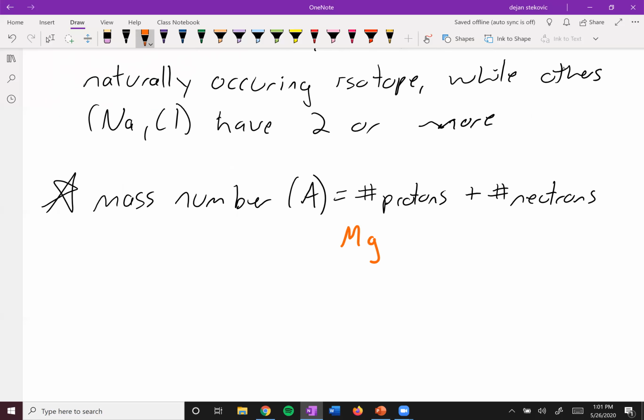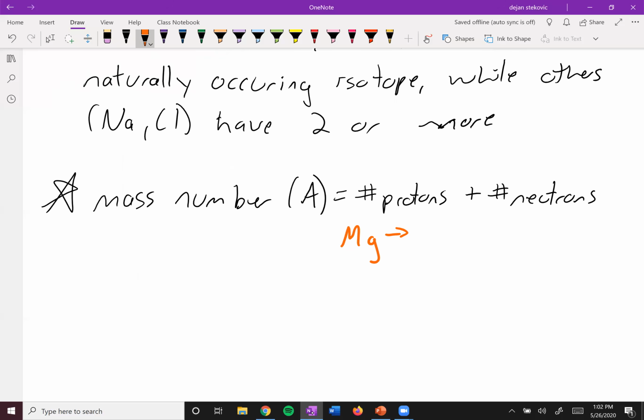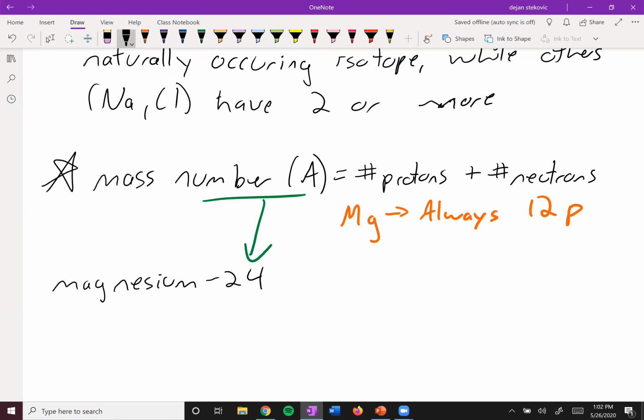So for example, if we took a look at magnesium on the periodic table, if we find magnesium, Mg, it's right over here. Magnesium always has 12 protons. If it doesn't have 12 protons, it's not magnesium. But we can have different isotopes of magnesium. And there's different ways we can write these isotopes. So for example, we can have something known as magnesium 24. And so this 24 is the mass number. And so magnesium always has 12 protons. And if it has a mass number of 24, that means that the sum of the protons and neutrons is equal to 24. So if it has 24 total and 12 are protons, that means that the other 12 are neutrons.